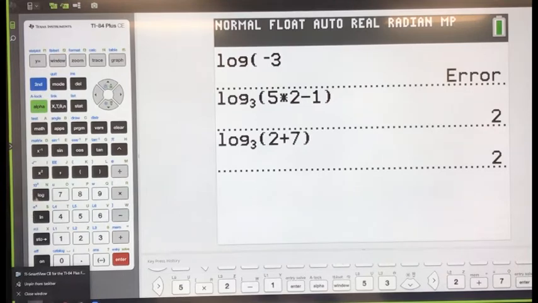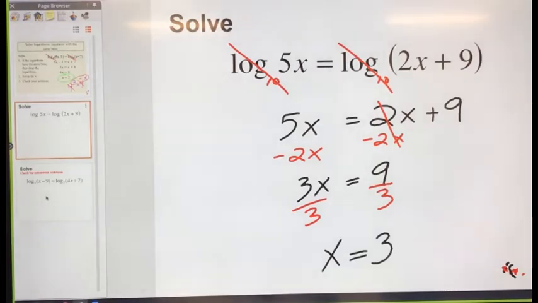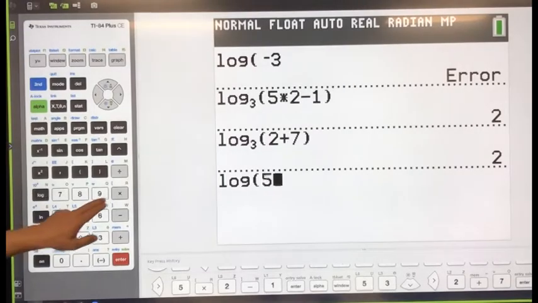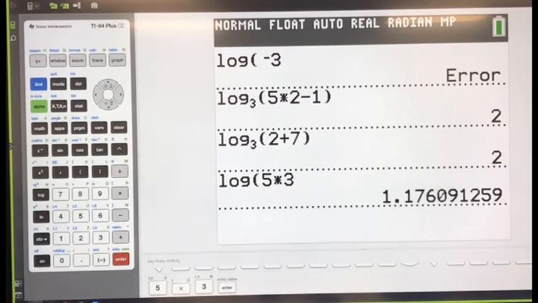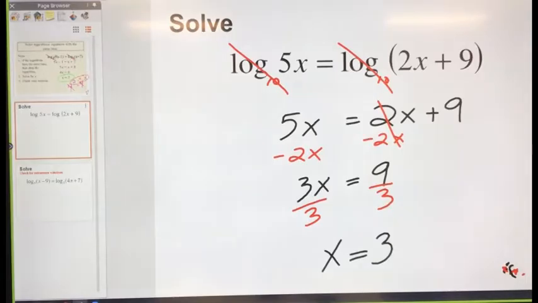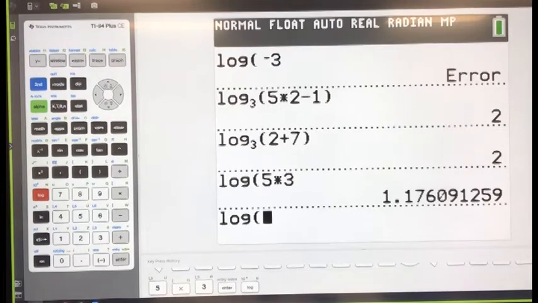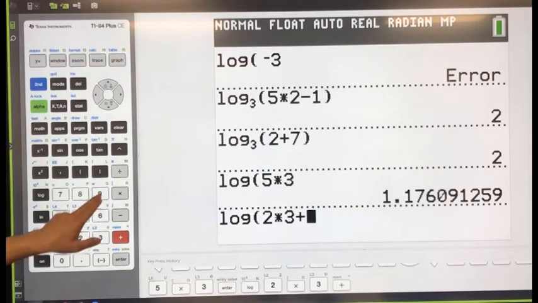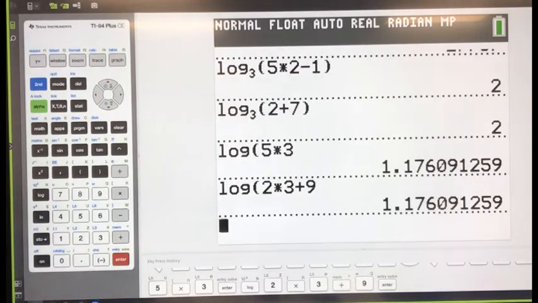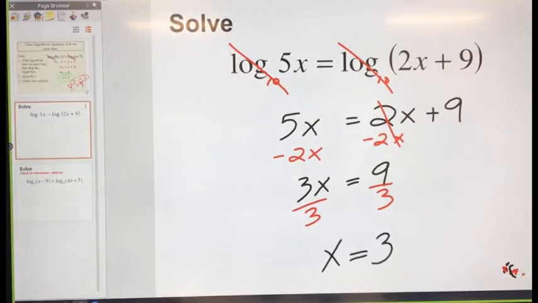So log base 10, this is one of those rare moments I actually get to use this log button. Log base 10 of 5 times x, so 5 times 3. I get that value. Now let me make sure I get the same value on the other side. Log of 2 times x plus 9, so 2 times 3 plus 9, and I do get the same number. So I've checked my work, and I've verified that x does in fact equal 3.